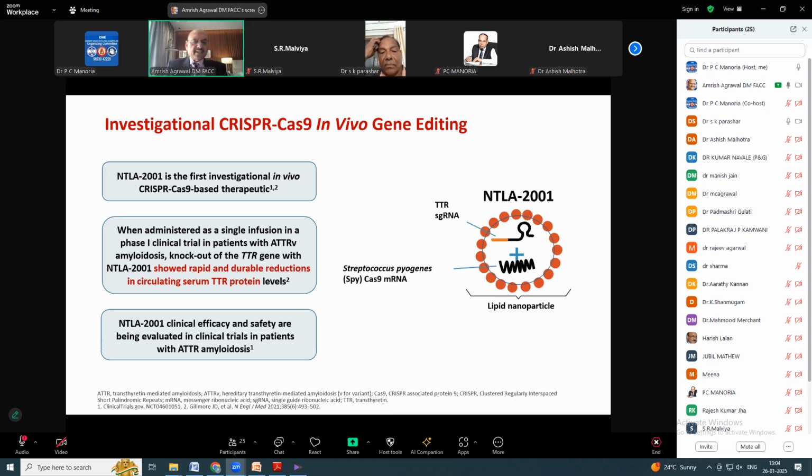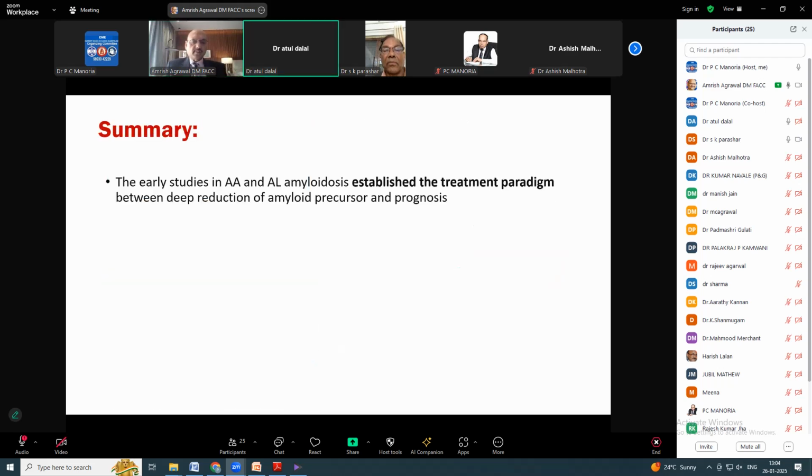The clinical efficacy and safety have been evaluated in clinical trials. Like thalassemia and sickle cell, you will find a single-time, one-shot therapy: identify the patient, give them one injection. It is going to cost lakhs of rupees, probably 1 crore or 2 crore rupees once it comes to production, and this will knock off the protein.